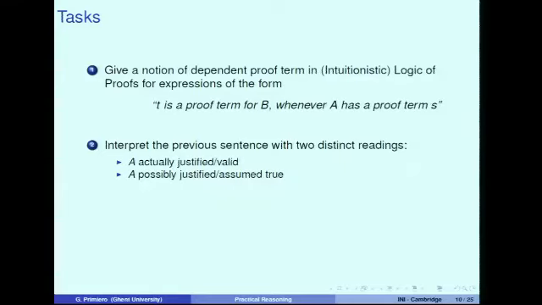The two different readings will be basically when A is actually justified, so S is an actual proof term for A, and when A is possibly justified or just assumed to be true. This is the case when one assumes there is such a proof term S, though the proof term is not yet constructed. So these are the two readings of the dependent term that I'm looking at.